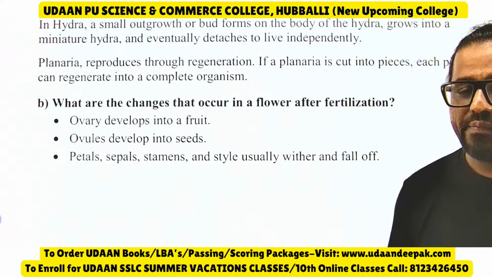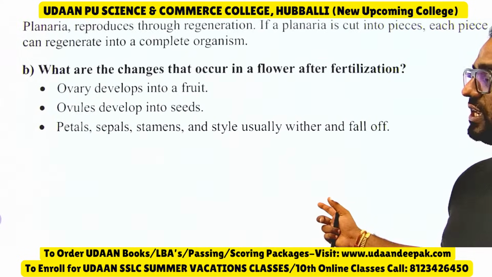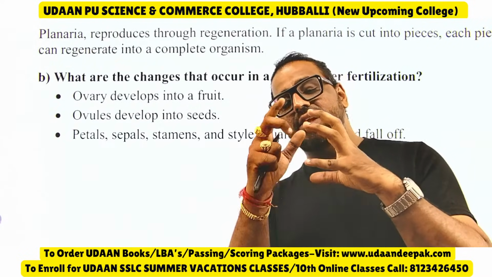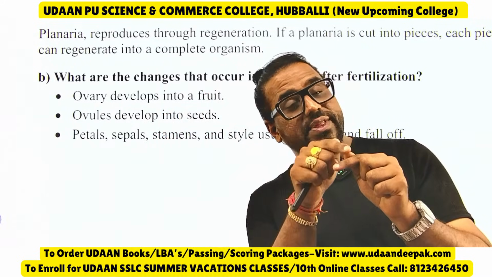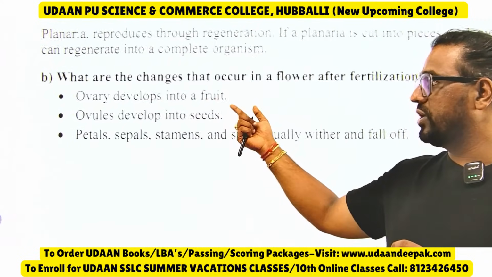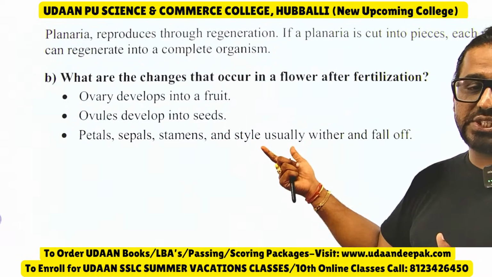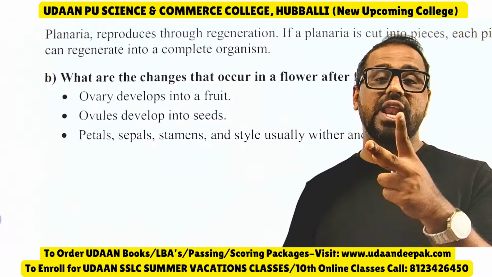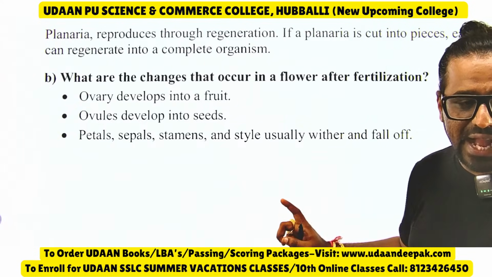Okay, so next, you can see what changes occur in the flower after fertilization. After fertilization, in the flower the ovary becomes the fruit, and all the ovules inside it become seeds. See, the ovary develops into fruit, ovules develop into seeds. The sepals, petals, stamens, stigma and style usually wither, dry up, shrivel and fall off. That is the answer you should write.